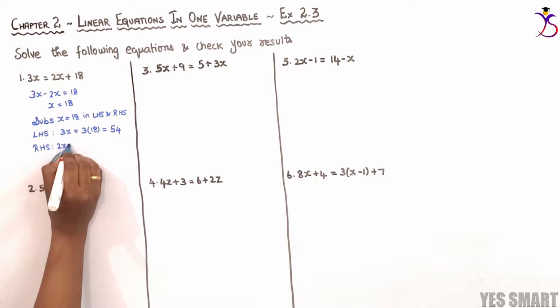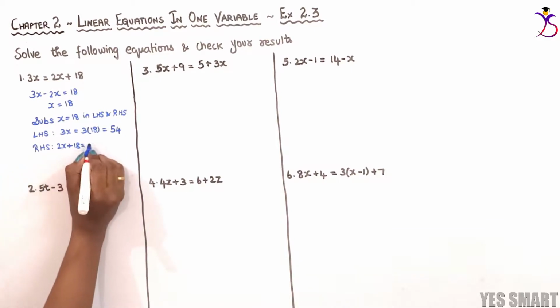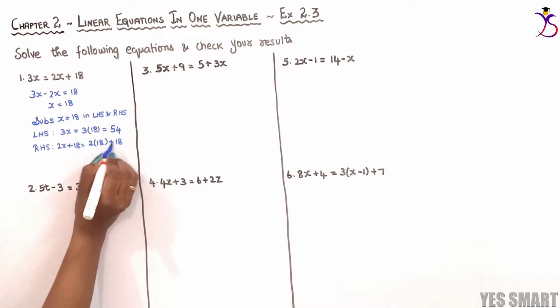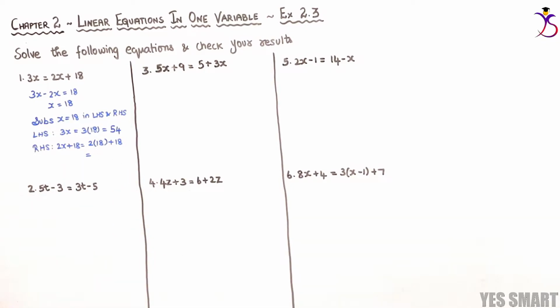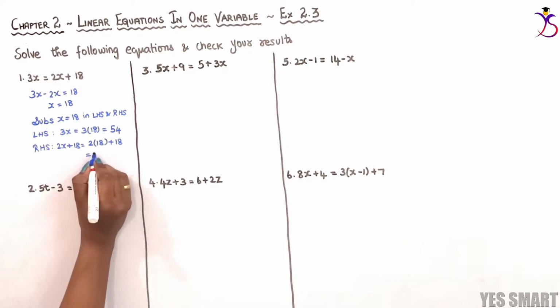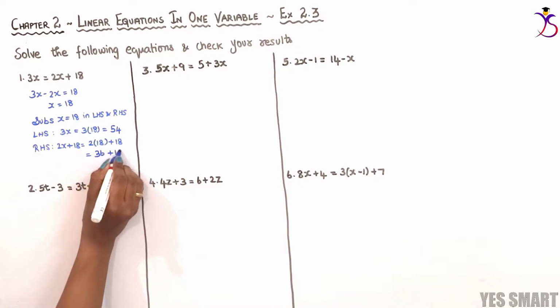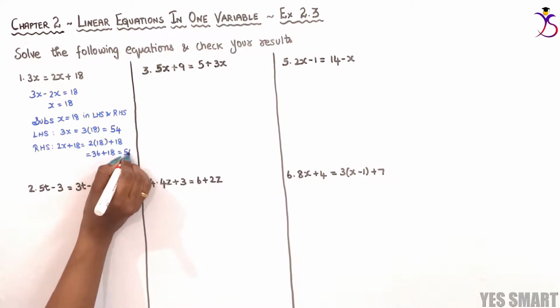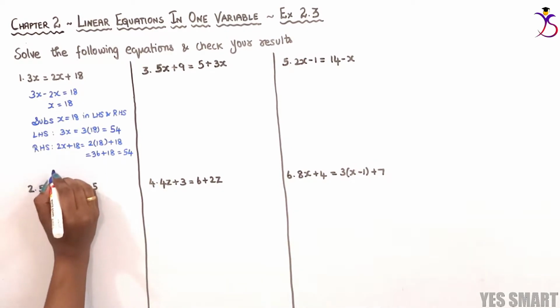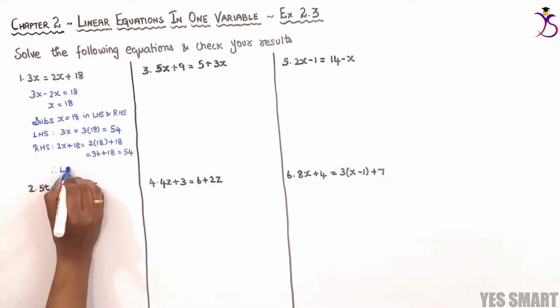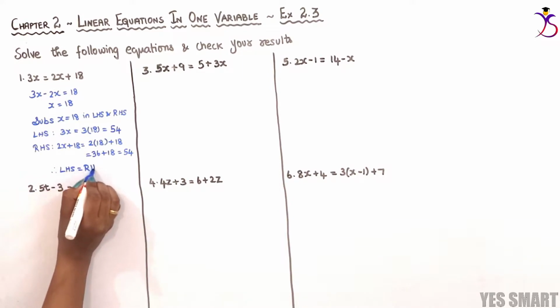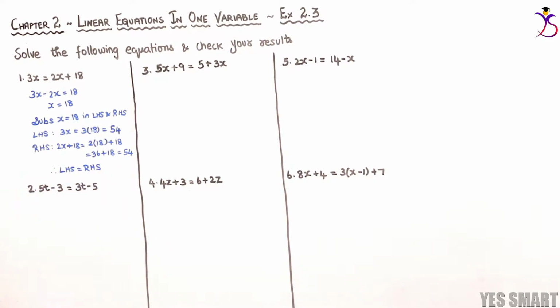2x plus 18. Instead of x, let's substitute the value of x. 2 into 18 plus 18 equal to 2 18s are 36 plus 18, which gives us 54. Therefore, LHS is equal to RHS. Hence, verified. Similarly, we are going to solve other sums as well as we are going to verify the results.